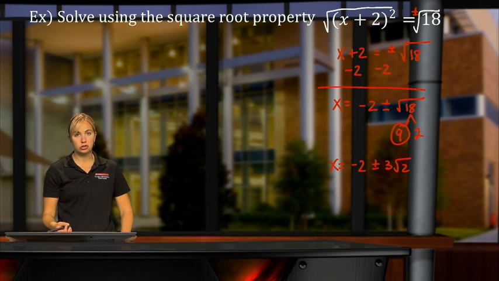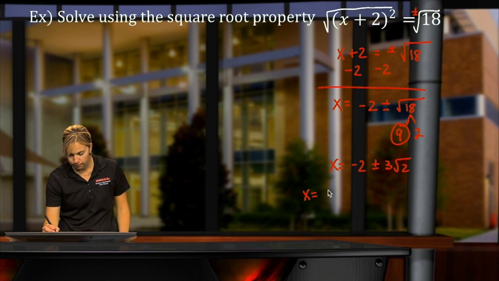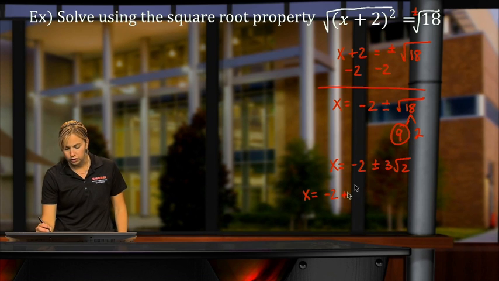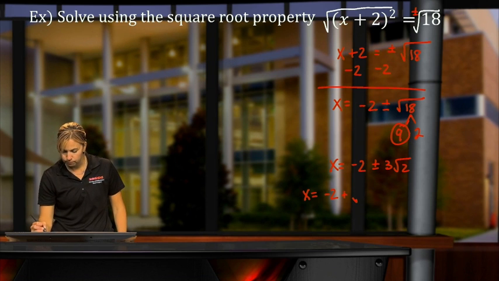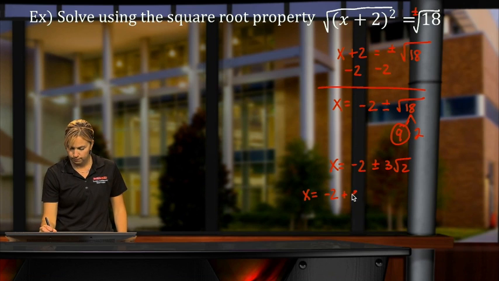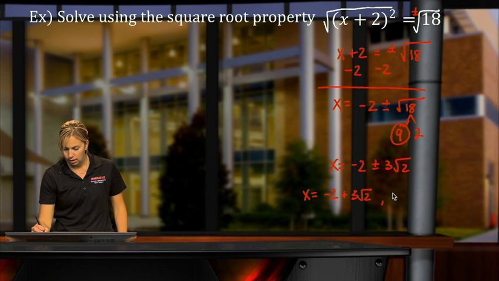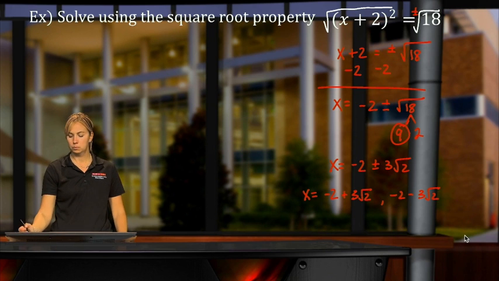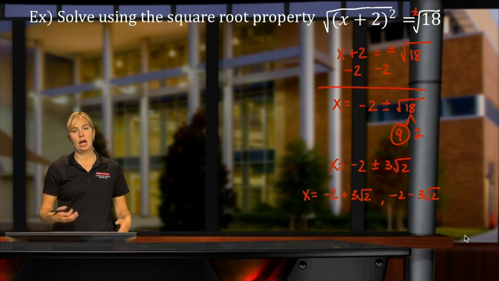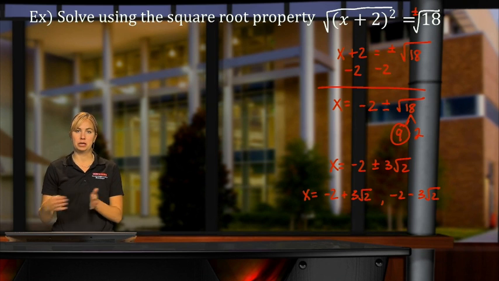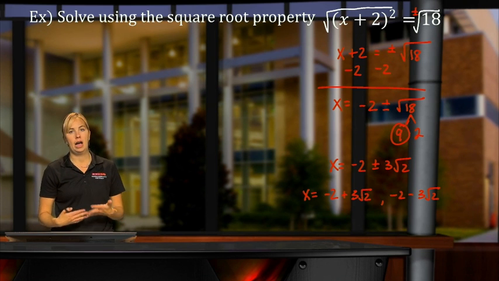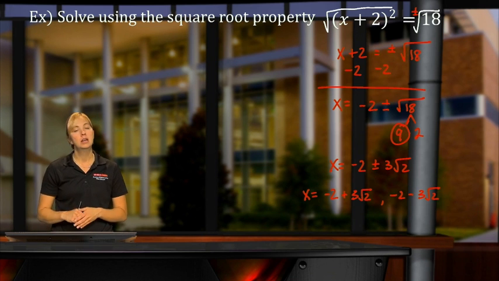You can separate your answers using a comma. Negative 2 plus 3 square root of 2. Negative 2 minus 3 square root of 2. I'm reviewing the fact that we can separate those answers. Depending on how your homework is set up, you might need to write your answers separately using a comma. However, for an exam, if you wish to leave it with plus or minus, again, I'm okay with that.